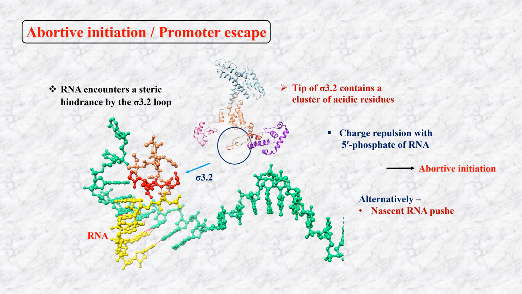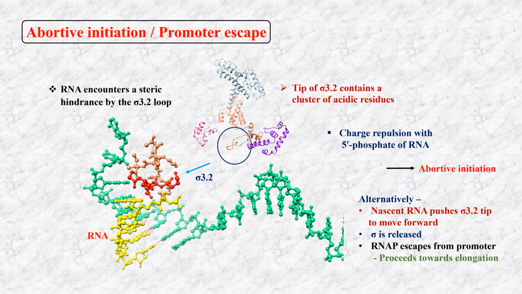Alternatively, and frequently, the nascent RNA, instead of falling off itself, may cause disorderliness in the sigma 3.2 tip and push its way towards the 4th domain of sigma. Once the polymerase is able to synthesize about 15 nucleotide RNA, the sigma is released. The polymerase escapes from the promoter and proceeds towards elongation. In an upcoming video, I am going to talk about elongation and termination of transcription.